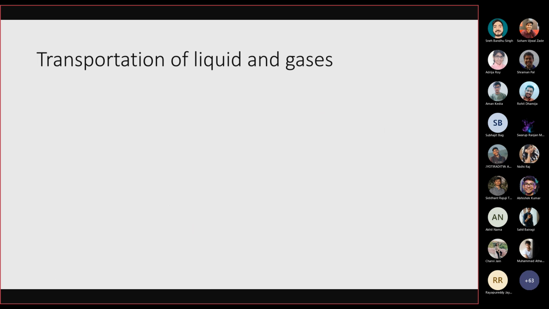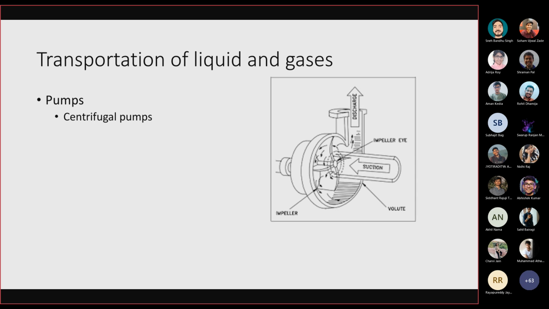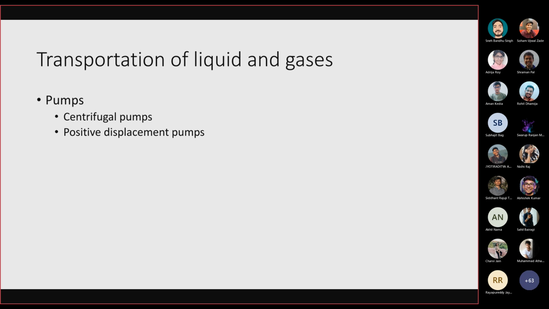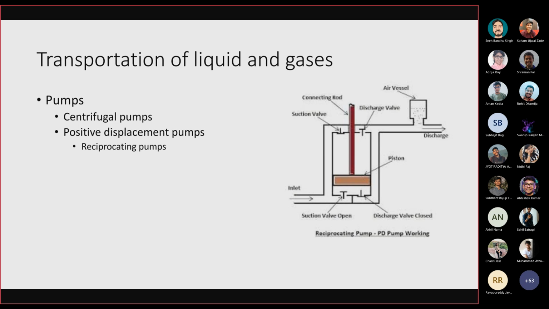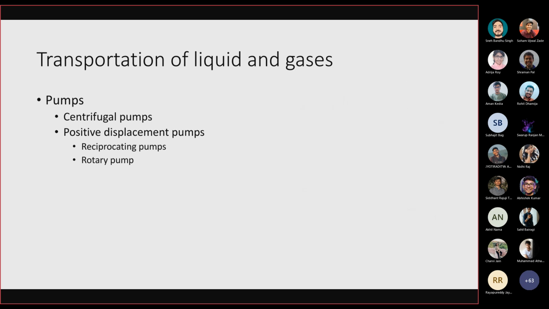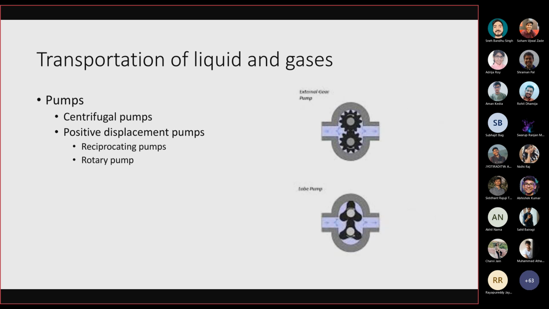Transportation of liquids and gases are other types of unit operations. So we use pumps: centrifugal pumps, then positive displacement pumps. Reciprocating pumps are positive displacement pumps. I hope you have learned this in the fluid mechanics course. So these are for the transportation of liquids. We use centrifugal pumps, positive displacement pumps, and rotary pumps. This is an example of a rotary pump, a typical cross section of a rotary pump.